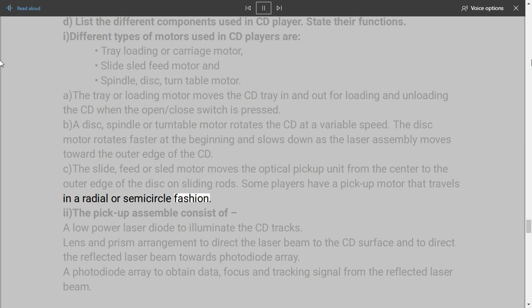2. The pickup assembly consists of a low-power laser diode to illuminate the CD tracks, a lens and prism arrangement to direct the laser beam to the CD surface and to direct the reflected laser beam towards the photodiode array. A photodiode array to obtain data, focus and tracking signals from the reflected laser beam.